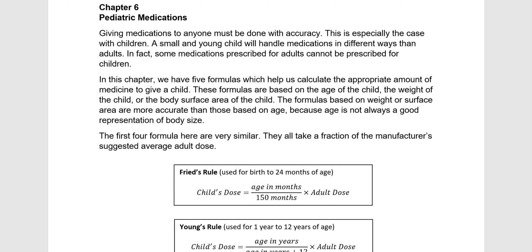So we're going to be going over 5 formulas in this section that are going to help us calculate the appropriate medication to give to the child. And these formulas are going to be based on the age, the weight, and the body surface area of the child. The formulas based on the weight or surface area tend to be more accurate than those based on age, because age is not always going to be a good representation of the body size of the child.